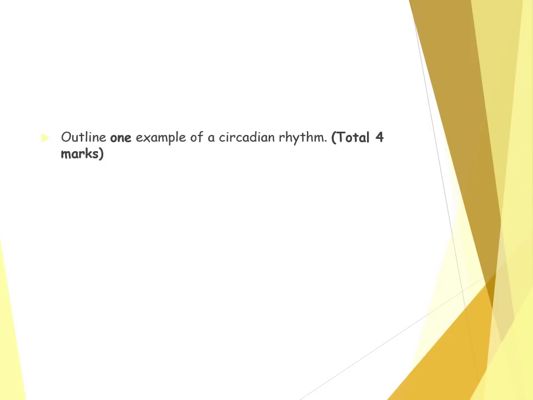So for example, outline one example of a circadian rhythm, total of 4 marks. So you could talk about the sleep-wake cycle, which is probably what most people would naturally talk about. So the sleep-wake cycle is 24 hours long, and that is controlled by the suprachiasmatic nucleus, which is located in the hypothalamus. It receives environmental light signals that cause it to synchronize with the day and night cycle, which keeps people in a 24-hour cycle. So make sure you have 4 key points of that circadian rhythm.